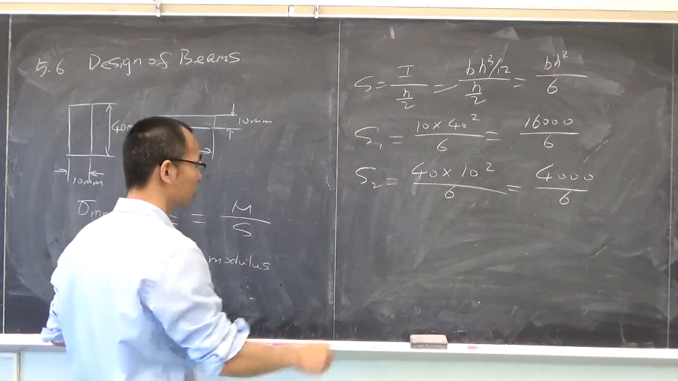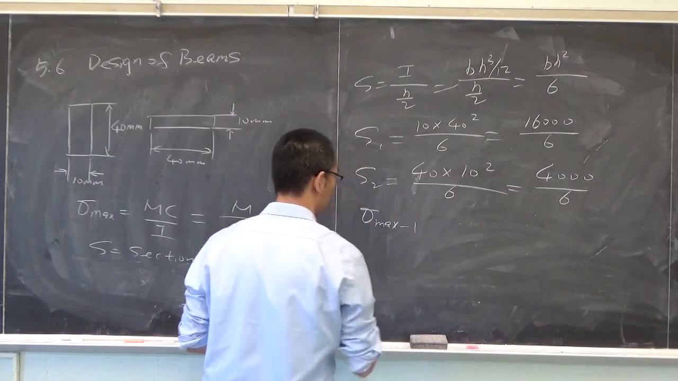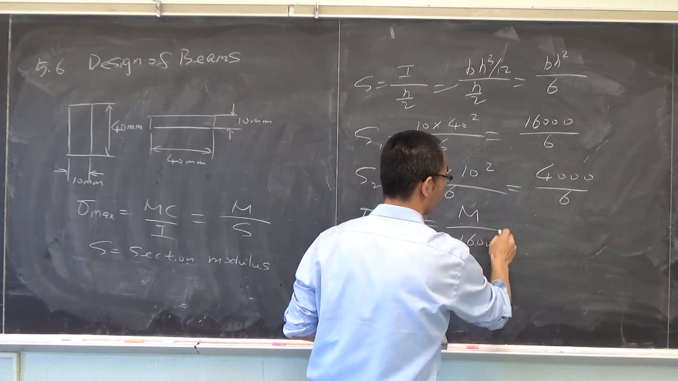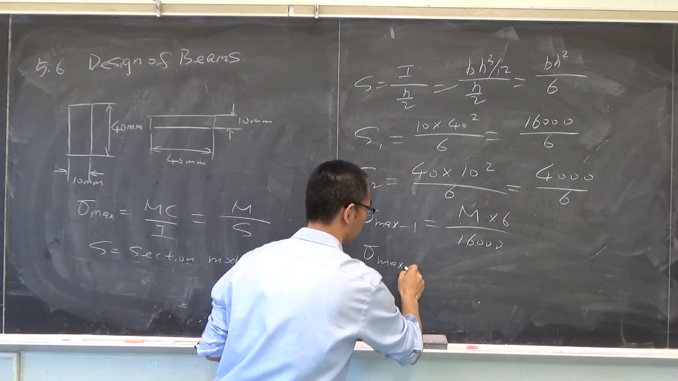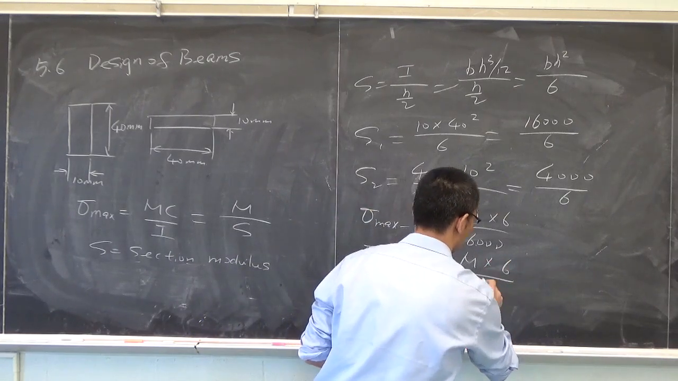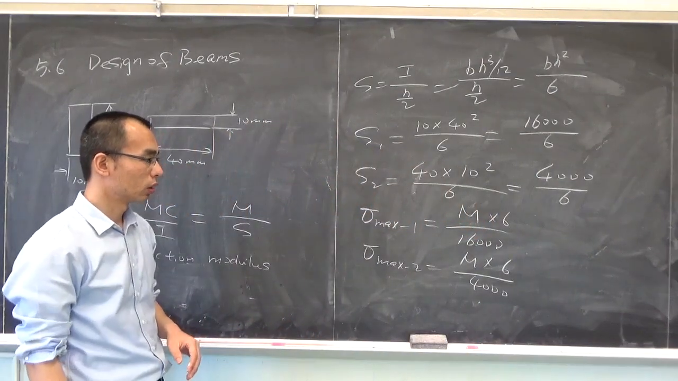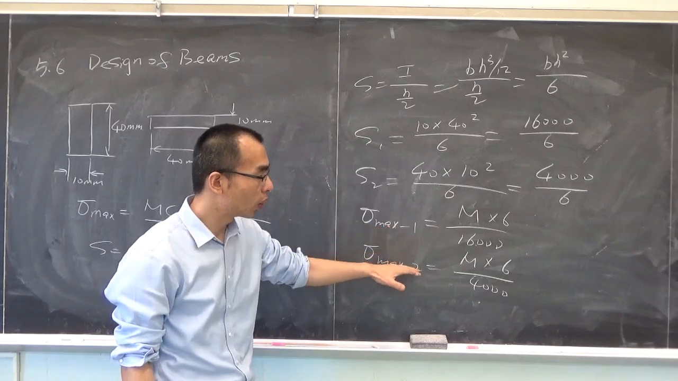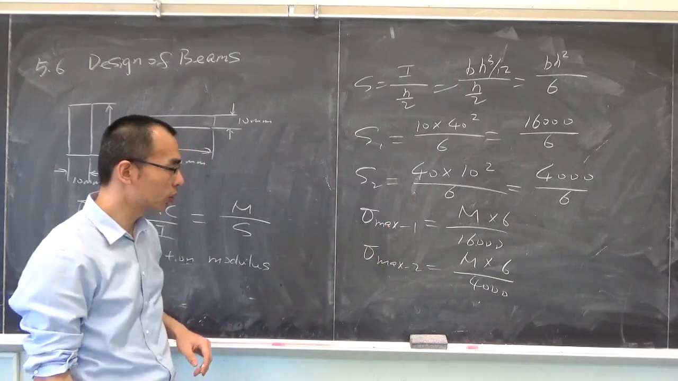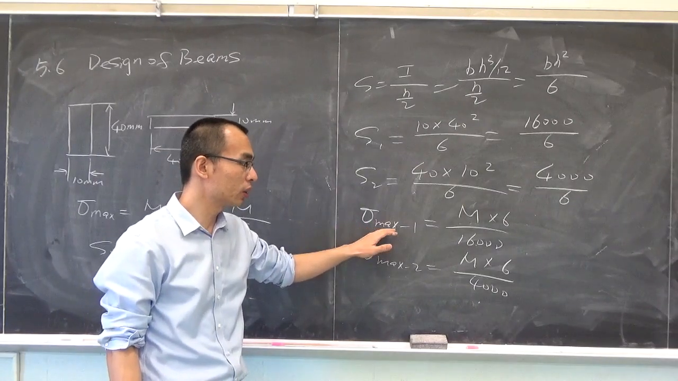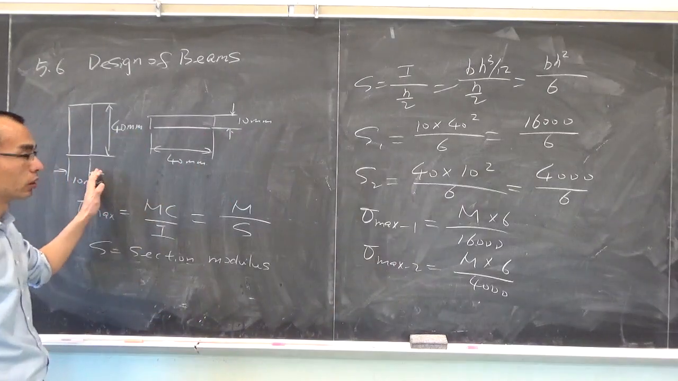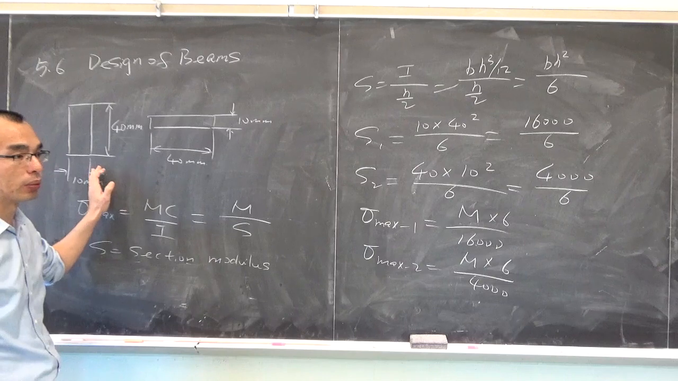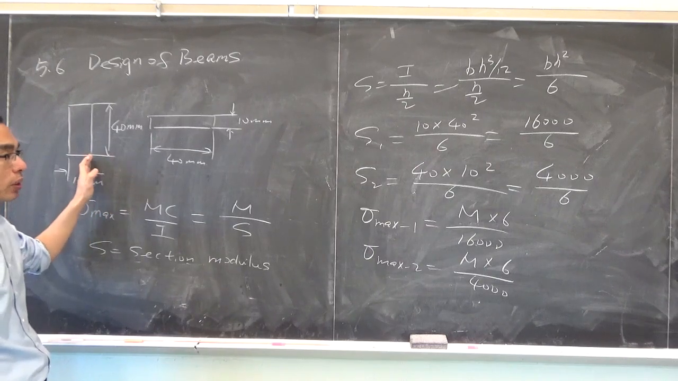Now back to the stress: the maximum bending moment is the same. What can we conclude here? For the first beam, the resulting stress is just a quarter. This is 16,000, this is 4,000. So the resulting normal stress is just a quarter of the second one. That means the resulting stress is much smaller in this one. It's safer, the beam is stronger. In other words, this beam can take more load. That's why you place the beam like this.